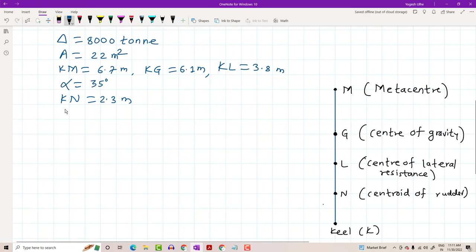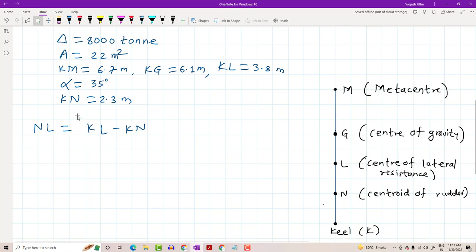So this NL will be equal to what, guys? Just have a look at this drawing. NL means this distance. This distance will be NL. We know the KL, we know the KN, guys. So NL will be equal to KL minus KN.